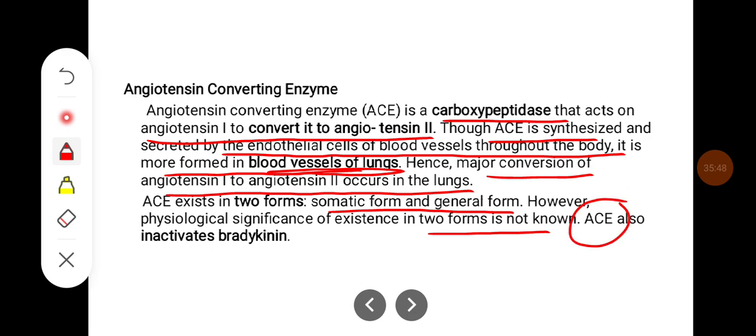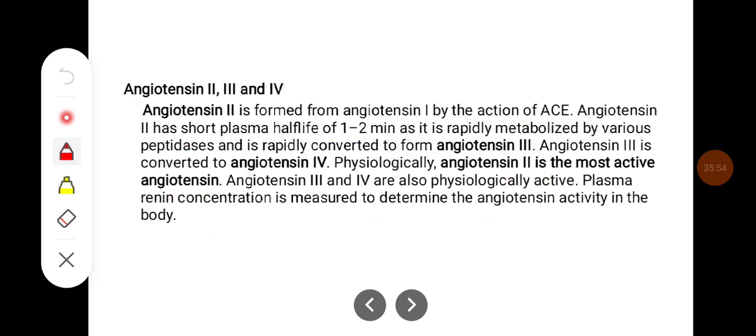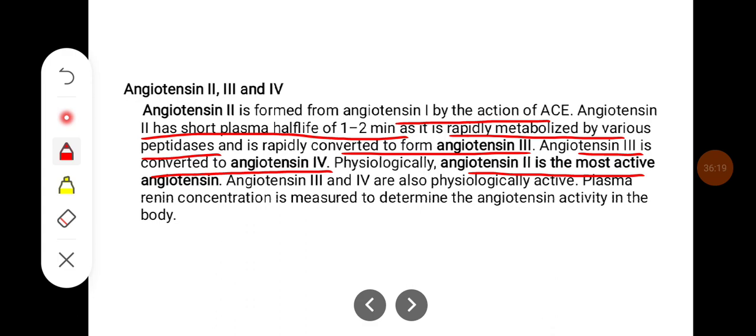ACE, that is angiotensin converting enzyme, is also known to inactivate bradykinin. Angiotensin 2 is formed from angiotensin 1 by ACE. Angiotensin 2 has a short plasma half-life of 1 to 2 minutes, as it is rapidly metabolized by various peptidases and converted to angiotensin 3, and angiotensin 3 is converted to angiotensin 4. Physiologically, angiotensin 2 is the most active angiotensin, and angiotensin 3 and 4 are also physiologically active but not as effective as angiotensin 2. Plasma renin concentration is measured to determine the angiotensin activity in the body.